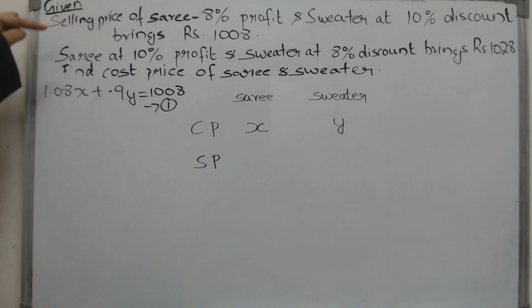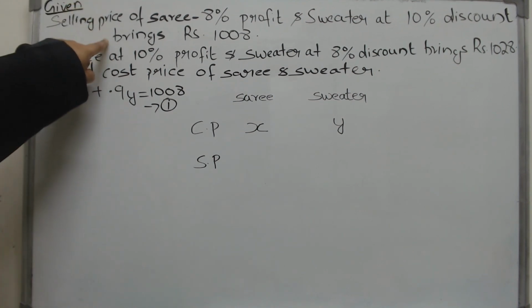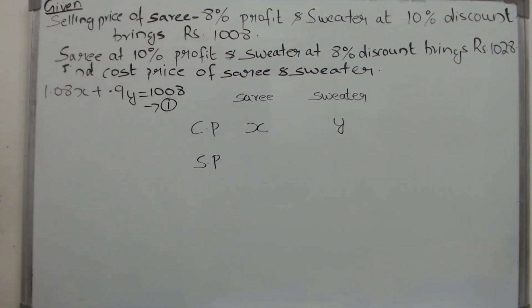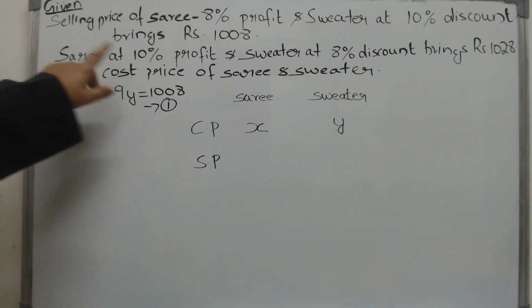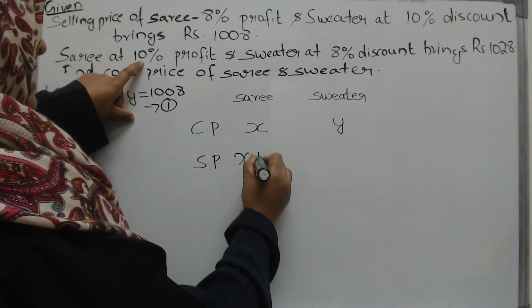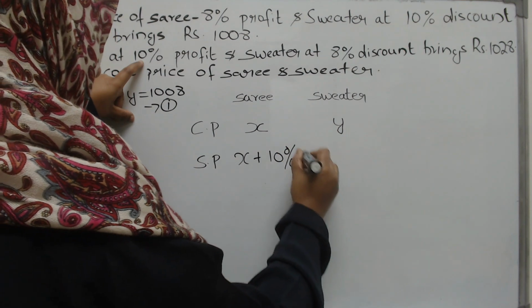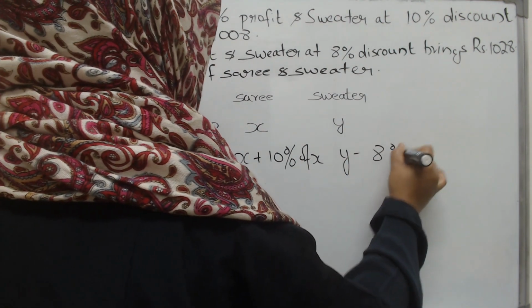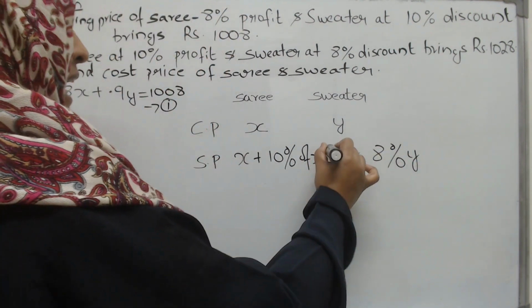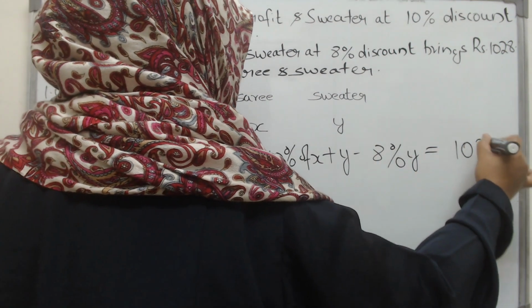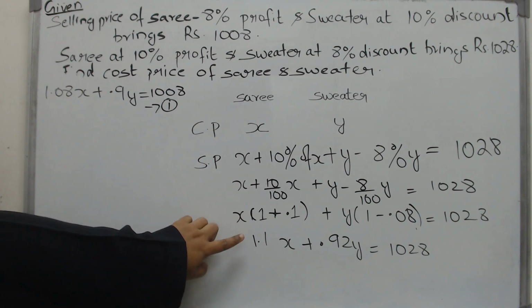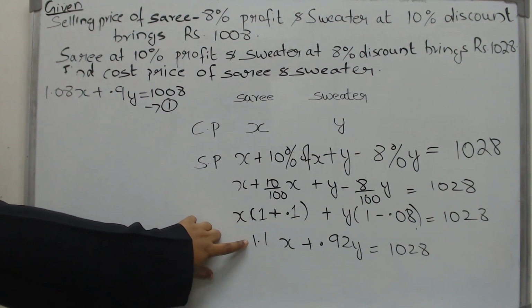Now he is considering another deal. The first deal got him 1008 rupees. Now he is considering another deal where he can sell the saree at how much? 10% profit, and then the sweater at how much discount? At 8% discount for the sweater. That will give him more money. It will give him 1028 rupees. Now how do these two terms look like? So this is how our second linear equation looks like.